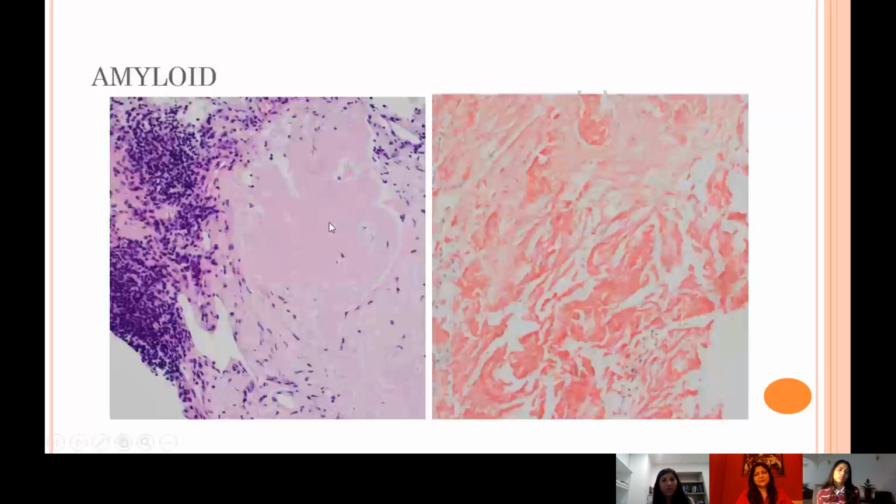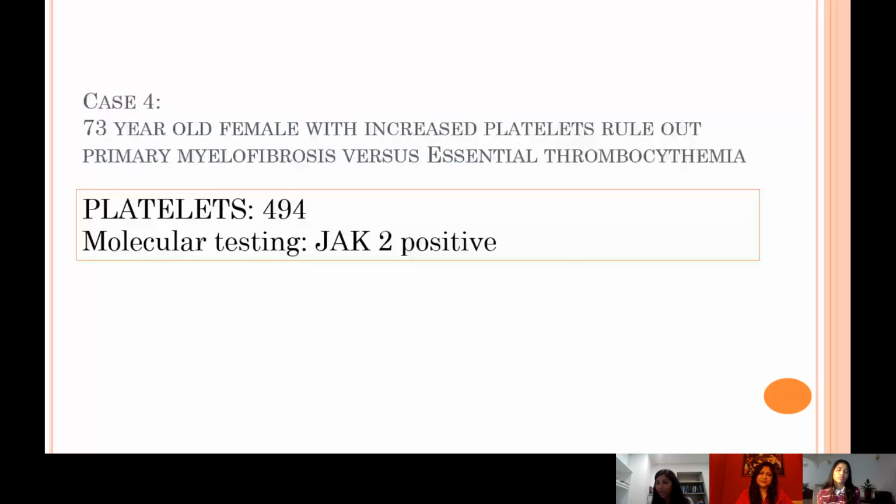This is typical picture of amyloid. Here on the left side, you are seeing clusters of lymphocytes. These are the clusters of plasma cells. And this amorphous pinkish material is amyloid, which would stain Congo red, would give this salmon pink appearance. And under the bipolar polarization, they would have apple green color.